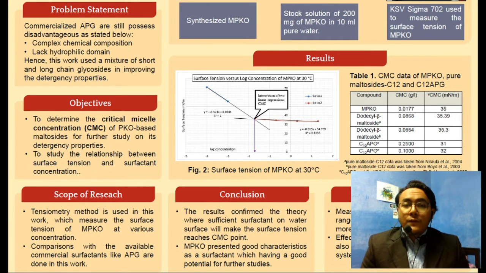For the scope of research, this work is an experimental work applying tensiometry or the surface tension method in order for us to measure the CMC value of MPKO at 30 degrees C. And then from the CMC value obtained, we compare it with available commercialized surfactants, for example APG-C12, APG-C10, and also pure maltosides.